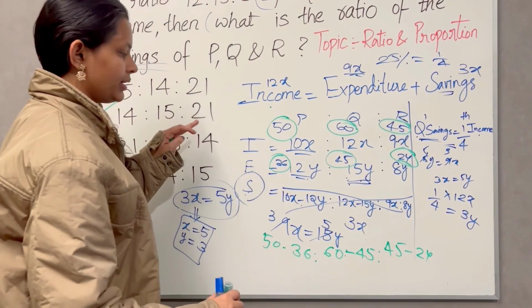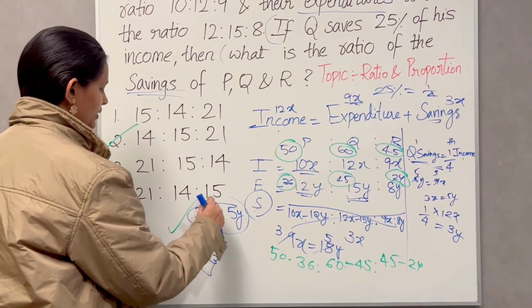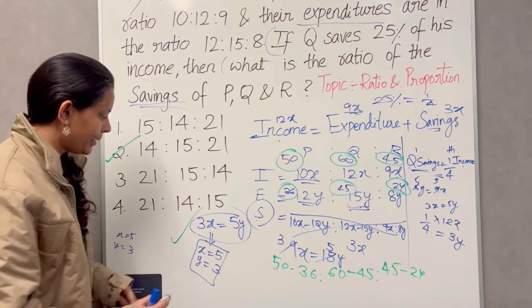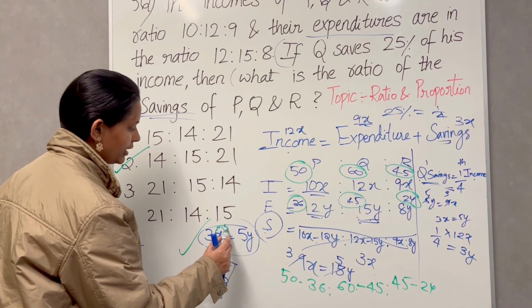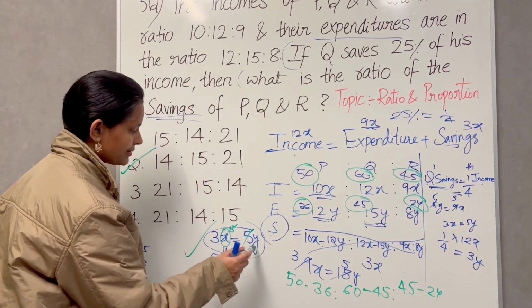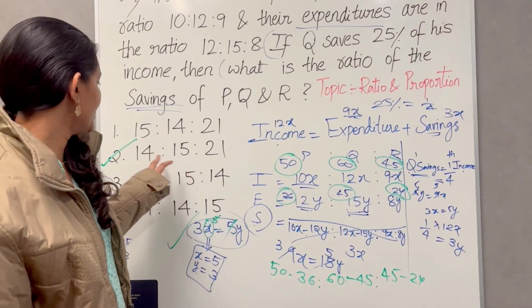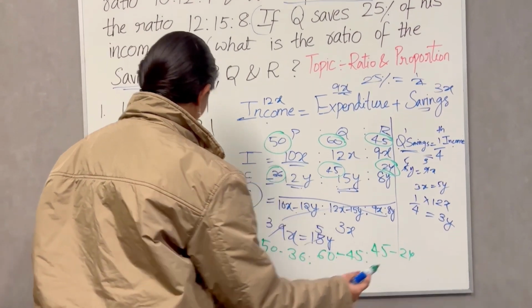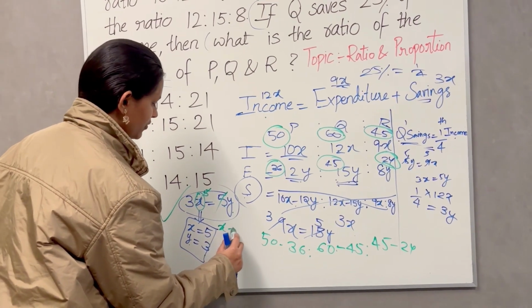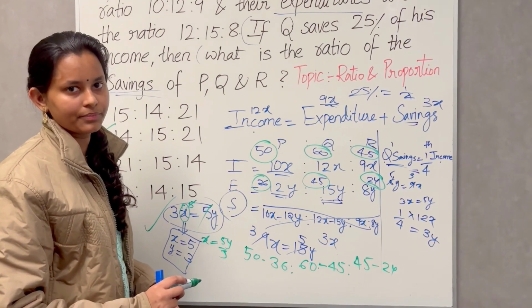45 minus 24 is 21. So we need to take some random value because 3 and 5 are prime. So we take x as 5 so that this 5 gets cancelled. So we get 3, so that we can substitute here and get it easily. You can do it by substituting x as 5y by 3 also, but it becomes a bit complicated in the exam.